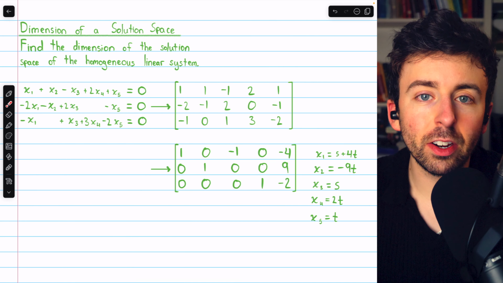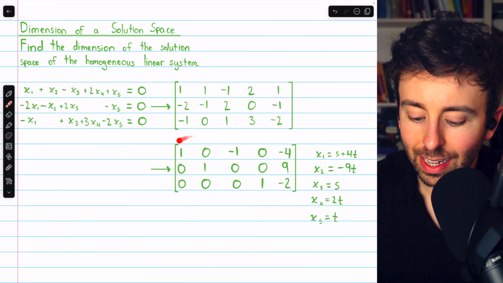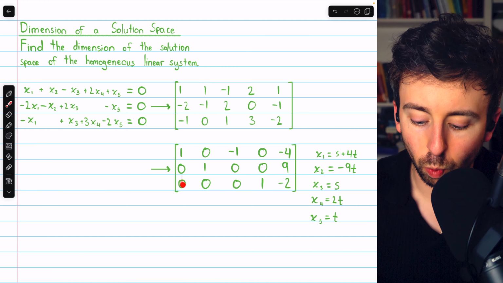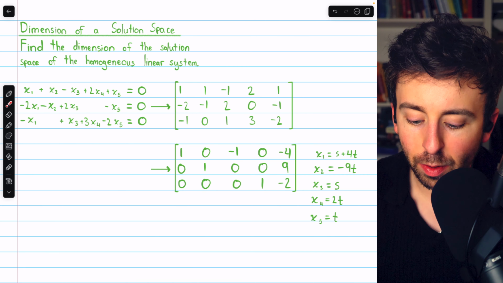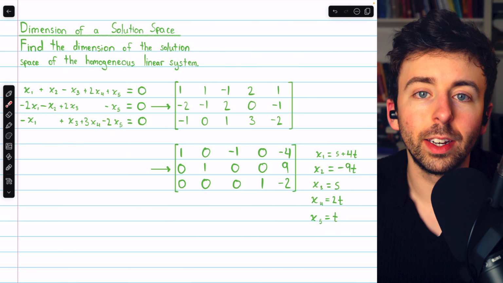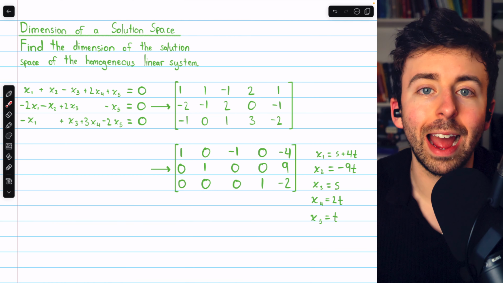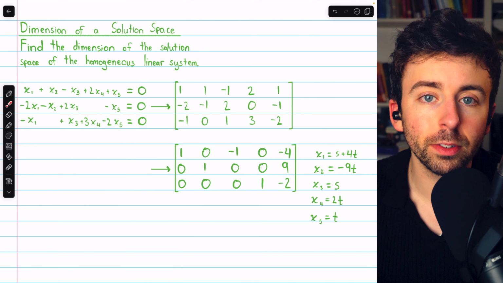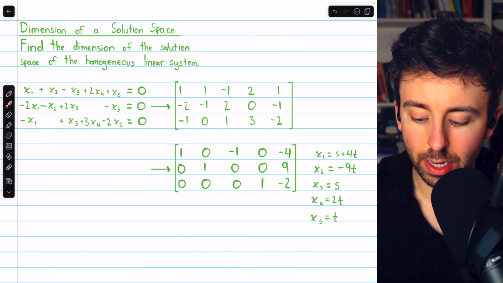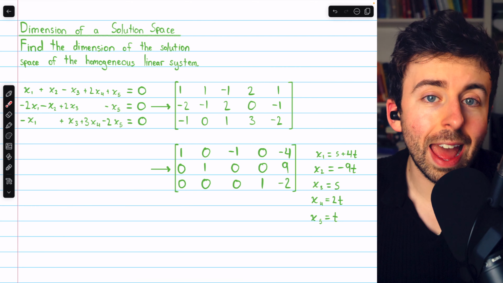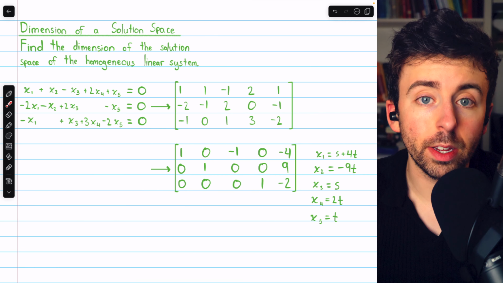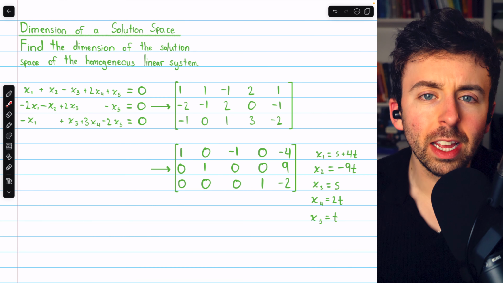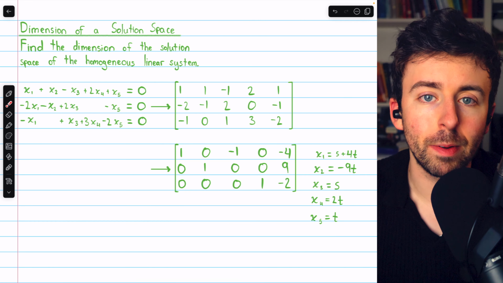Performing Gauss-Jordan elimination, you can verify that we arrive at this reduced row echelon form matrix. Columns 1, 2, and 4 have leading ones, so x1, x2, and x4 are our leading variables that we'll solve for in terms of the free variables. Since we see column 3 and column 5 do not have leading ones, the corresponding variables, x3 and x5, are our free variables, so we'll assign them each to an arbitrary parameter.